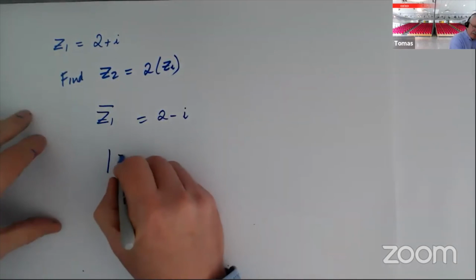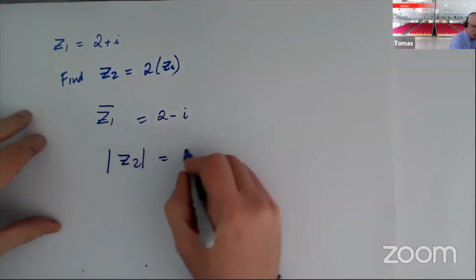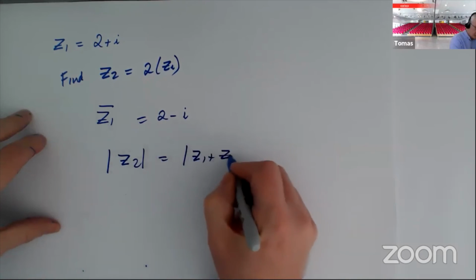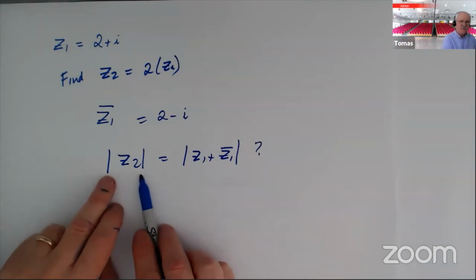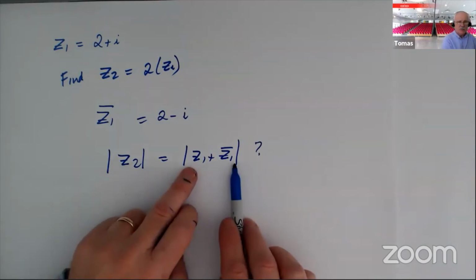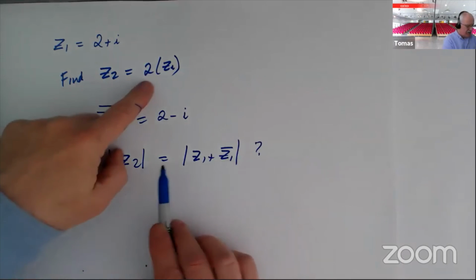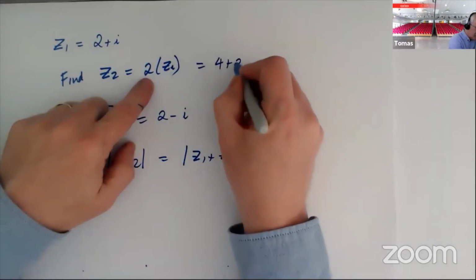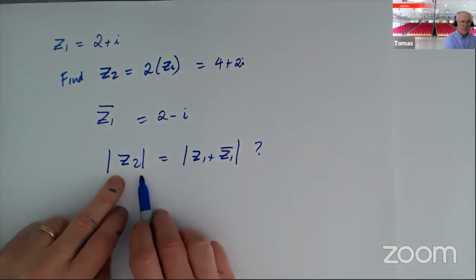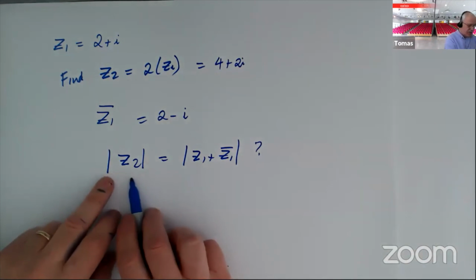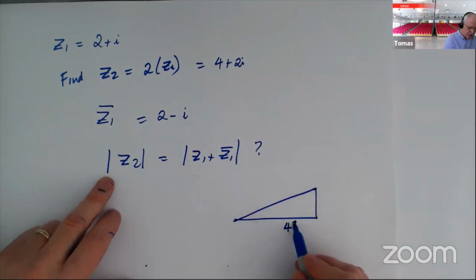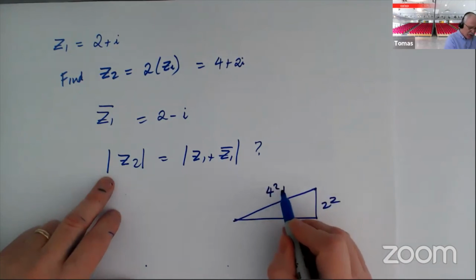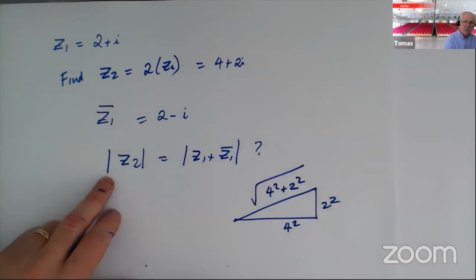And then they ask, is this modulus here, is this equal or not? Is the length of Z2 equal to the length of these two together? Well, Z2 is whatever that would have been, 4 plus 2I. What's the length? The length is the distance. It's the Pythagoras thing. So if it was 4 out and 2 up, we'd say 4 squared, 2 squared, square root it. So I think that's 16 plus 4 is 20.